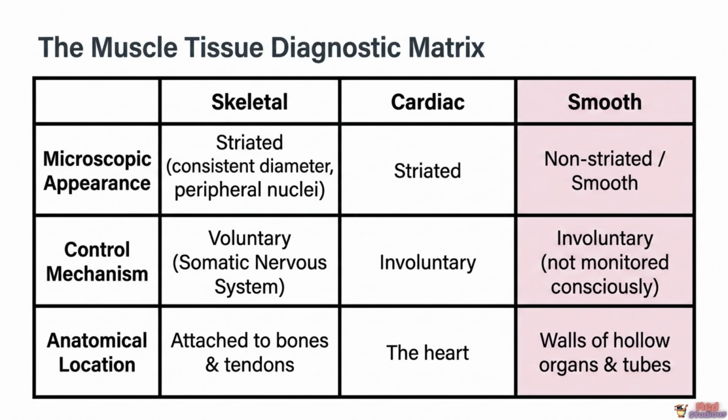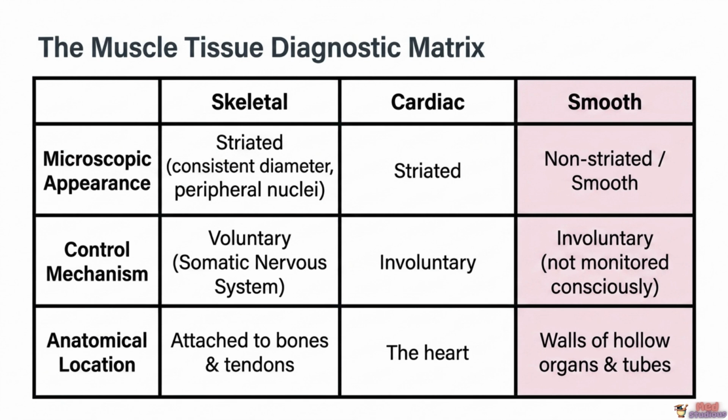To easily identify and categorize muscle tissue under a microscope, histologists use a diagnostic matrix that evaluates appearance, control mechanisms, and anatomical location. Let's compare them. Skeletal muscle is attached to bones and tendons. It features a striated appearance, meaning it has visible stripes, maintains a consistent diameter, and has peripheral nuclei. Crucially, it is voluntary, controlled by the somatic nervous system.